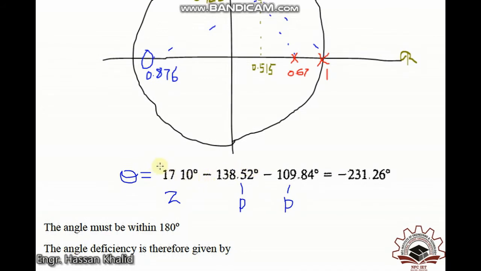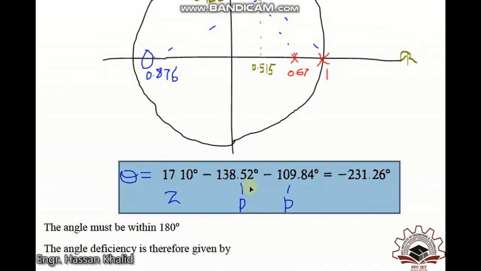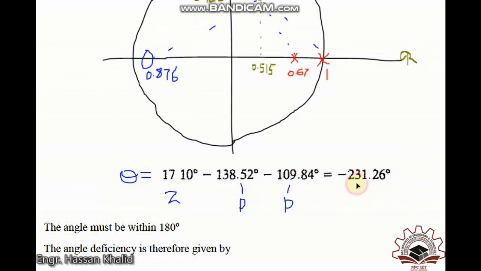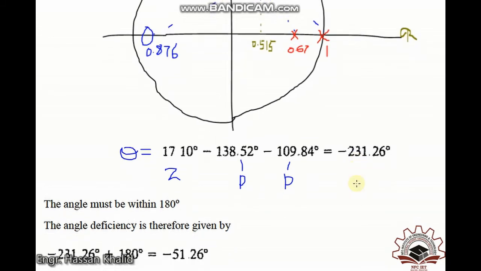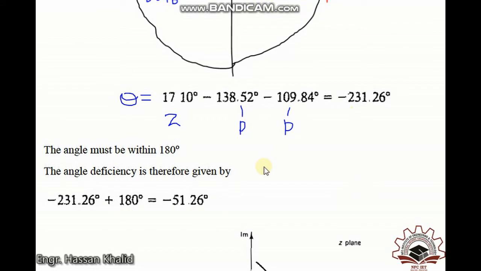Now when you do that math, you will be able to find the angle of all the zeros minus the angle of the poles, and we have been observing that it's 231.26. However, the angle contribution should be 180 degrees. So let's find the difference of the contribution by subtracting the angle produced by our system, and that compensation is actually obtained as minus 51.26.